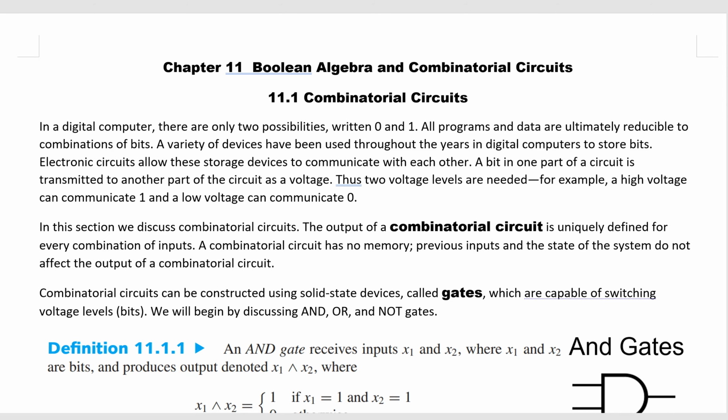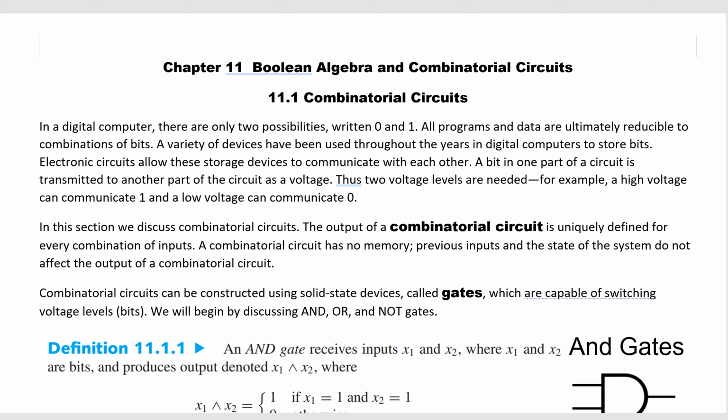Hi everyone. Today let's talk about chapter 11, Boolean algebras and combinatorial circuits. Section 11.1, combinatorial circuits. In a digital computer, there are only two possibilities, written 0 or 1. All programs and data are ultimately reducible to combinations of bits.